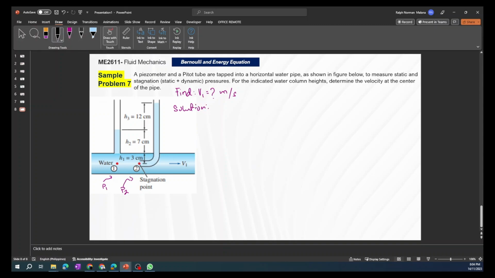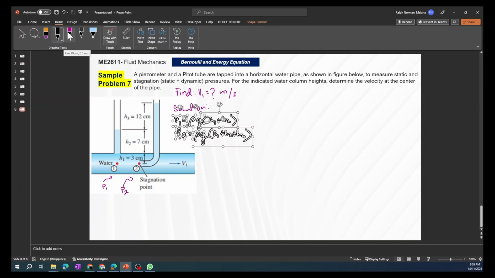Hopefully you still remember your fluid statics. So at point 1, you want to know the gauge pressure here. That is simply rho times acceleration due to gravity times H1 plus H2. P2, on the other hand, is simply rho g times H1 plus H2 plus H3. Okay, so far so good.